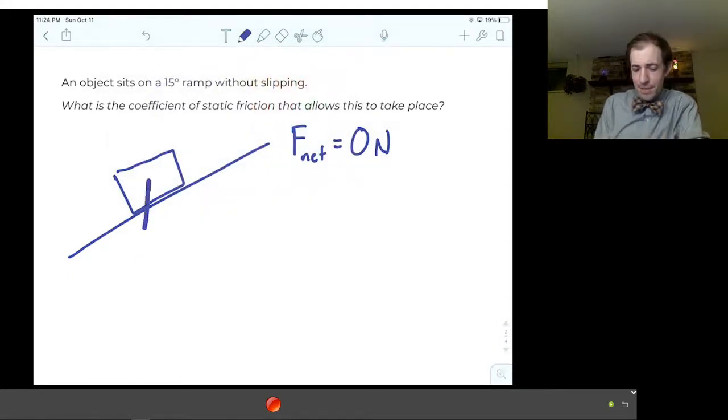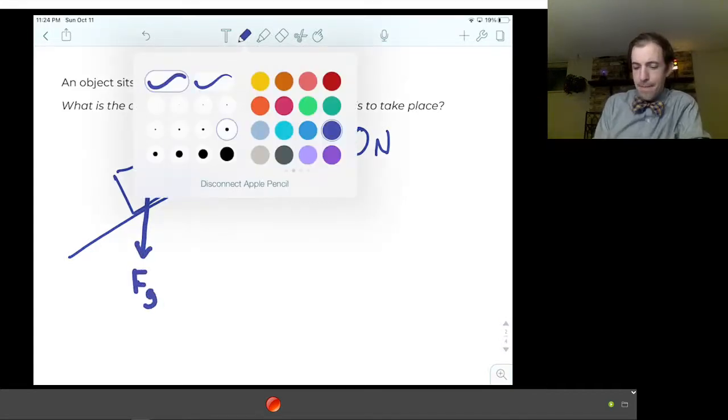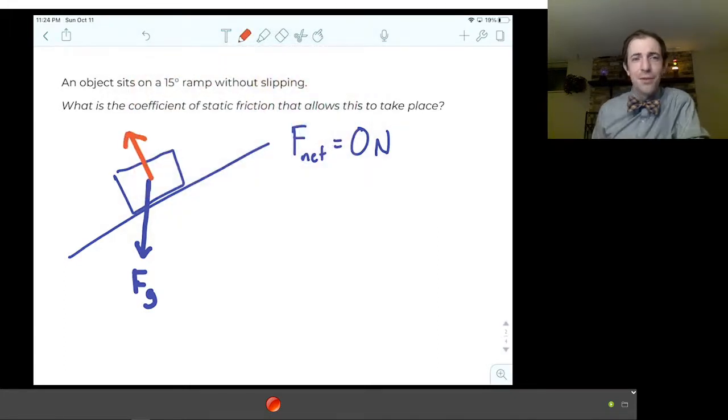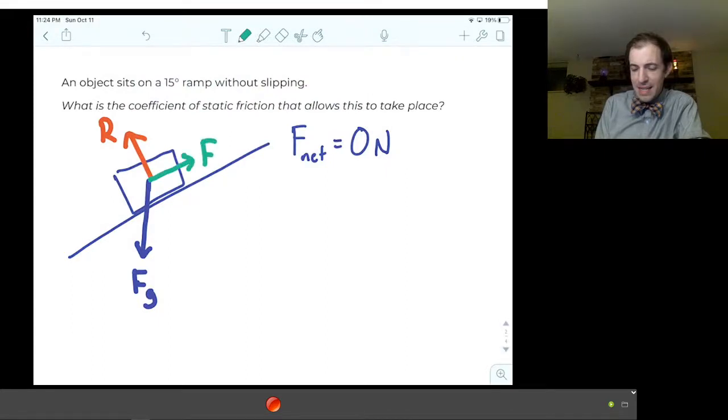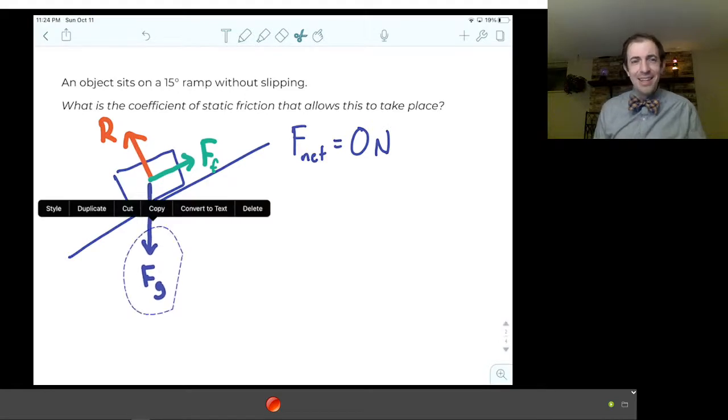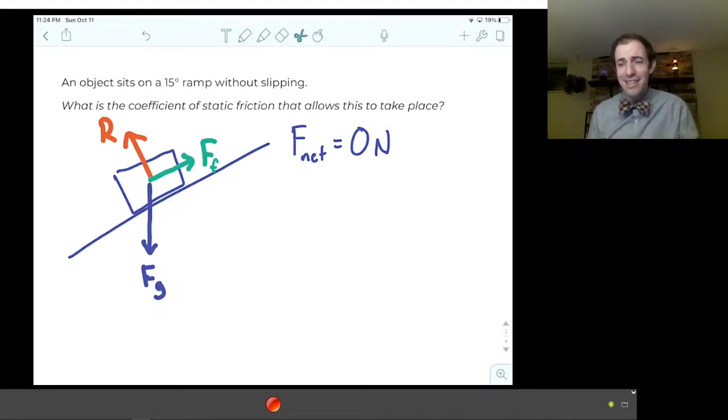Now, this object is going to have a force of gravity pointing straight down, a normal reaction force that is pointing perpendicular to the surface, and a force of friction preventing it from sliding. So a force of friction pointing up the ramp in this case. I know that all of these forces should cancel out, but because of this force of gravity going down like this, it's really hard to actually see anything canceling because they are not in the same axes.